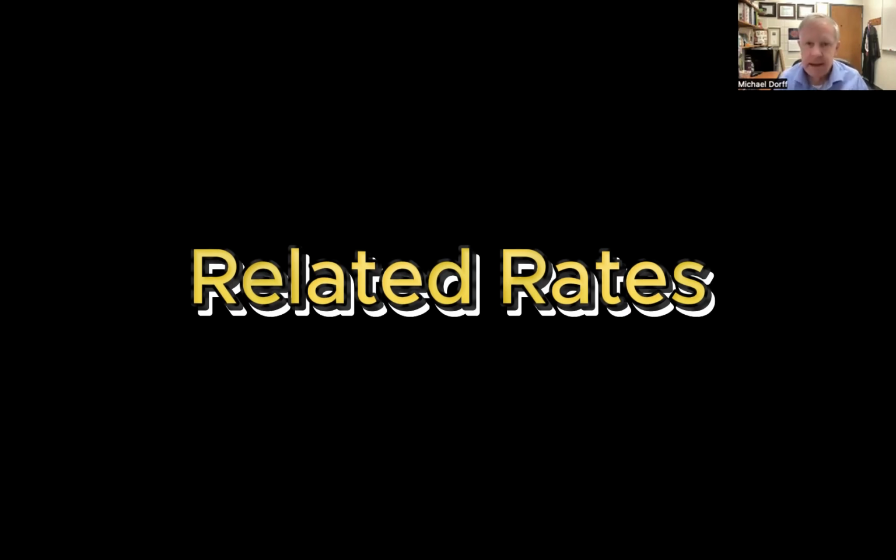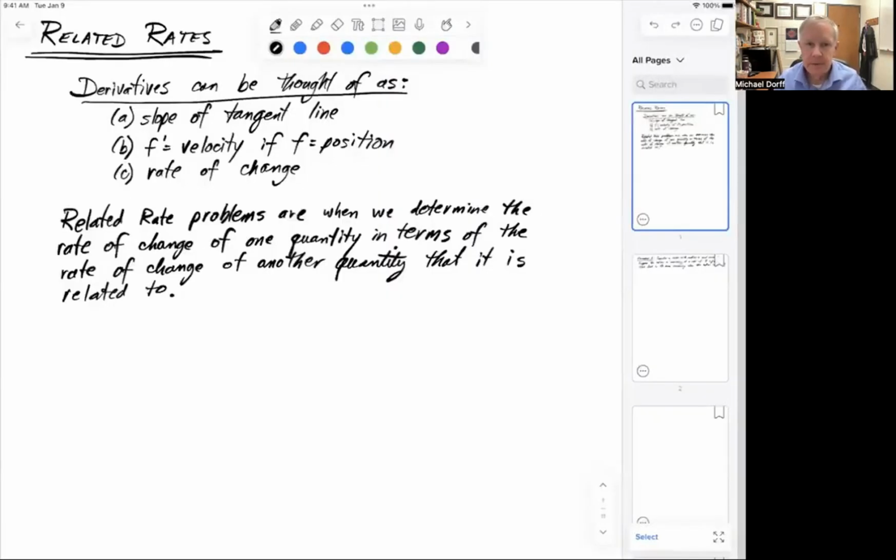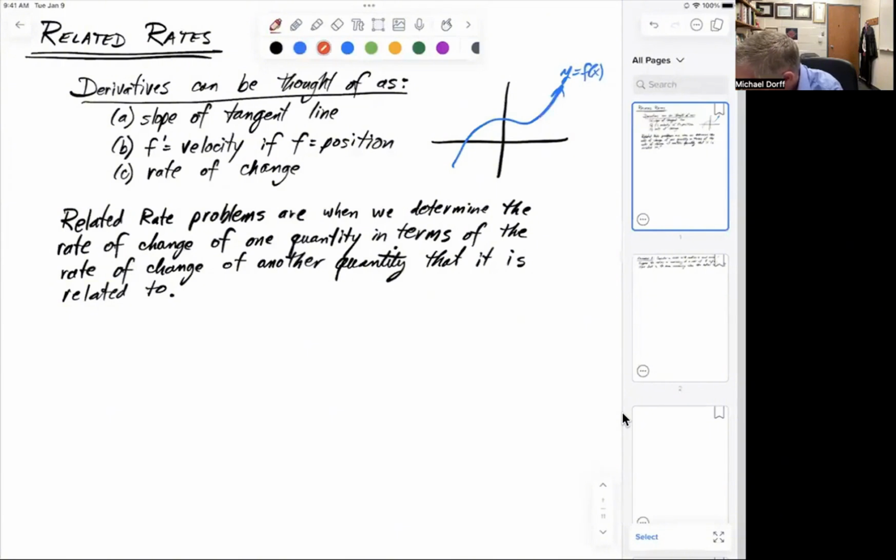We're going to continue our discussion about calculus, and this time we're going to talk about related rate problems. Now, when we've talked about derivatives, we've talked about derivatives in terms of the slope of the tangent line. What that means is that if we have the graph of a function, such as this blue line here, y equals f of x, and there is a point, x equals a, we look at that point on the curve, and we now draw the tangent line to that curve. The slope of that purple line is equal to the derivative of the function at the point a.